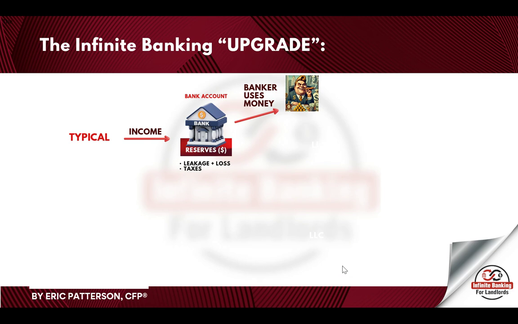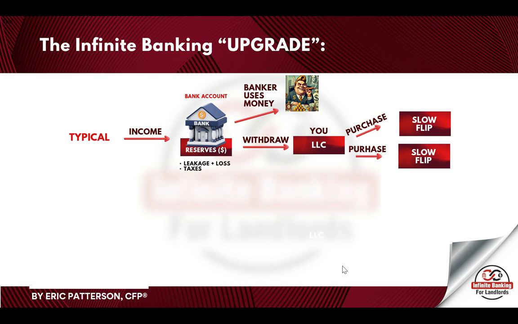And so what happens is when we do find that deal, we withdraw the money, okay? Again, opportunity cost lost. And we put that money either in our own hands or into our LLC account, and then we purchase those slow flips, okay? Easy peasy lemon squeezy, all right? This is a pretty straightforward process, and it is a typical process. Nothing wrong with it, but when you know better, you do better, right?